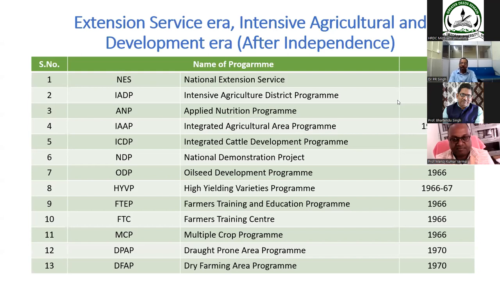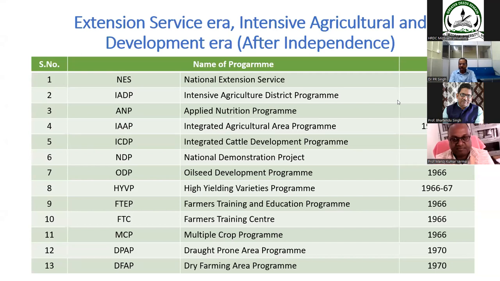Then another program is the multiple crop program, in the year 1966. So in these slides, within 1964 to 66, so many programs were introduced by the Government of India. Those were specific programs, broad-term programs, just like the high-yielding variety program based on wheat, or increasing the productivity of rice in our area. But at that time, they emphasized the oilseed programs. But the multiple crop program is slightly different from all the above programs.